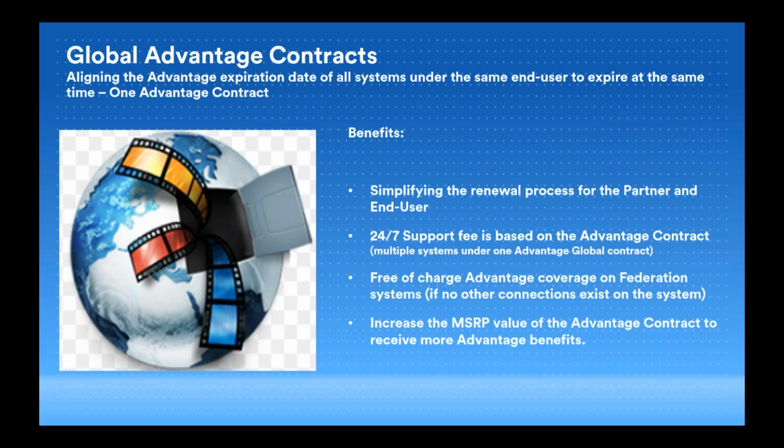Once again, that 24/7 support option is based per contract. So if you've got an end user that has 4 or 5 different contracts and they're looking at potentially purchasing the 24/7 support, they'd have to pay per contract. So if you were to put everything into a global contract, it's no longer 4 or 5 fees for that 24/7 support. We're looking at 1 fee under that one contract.